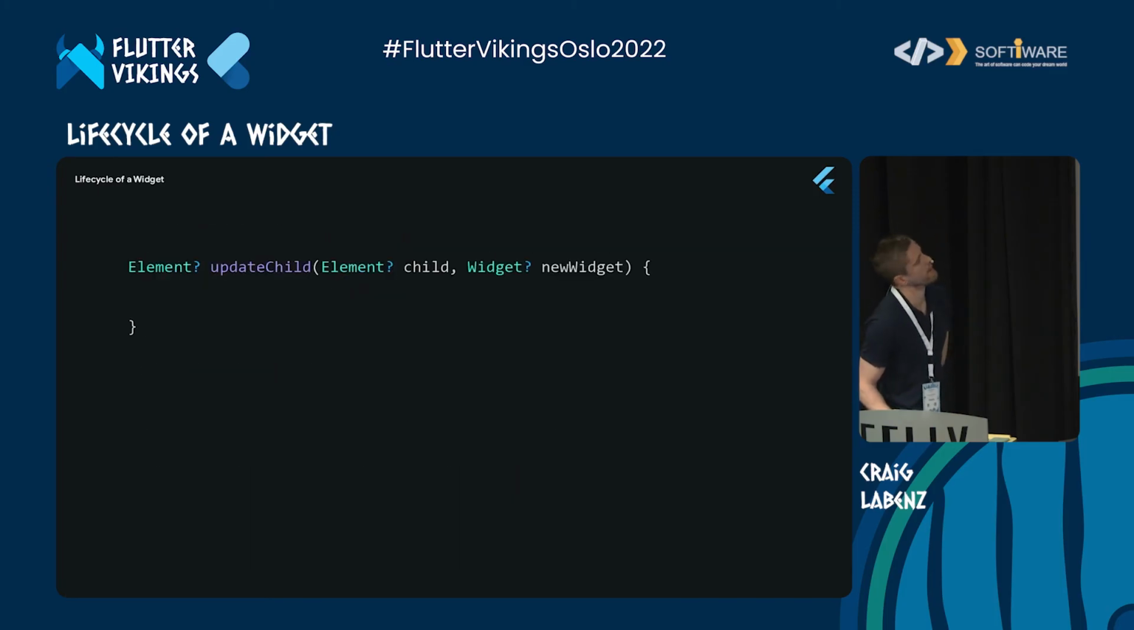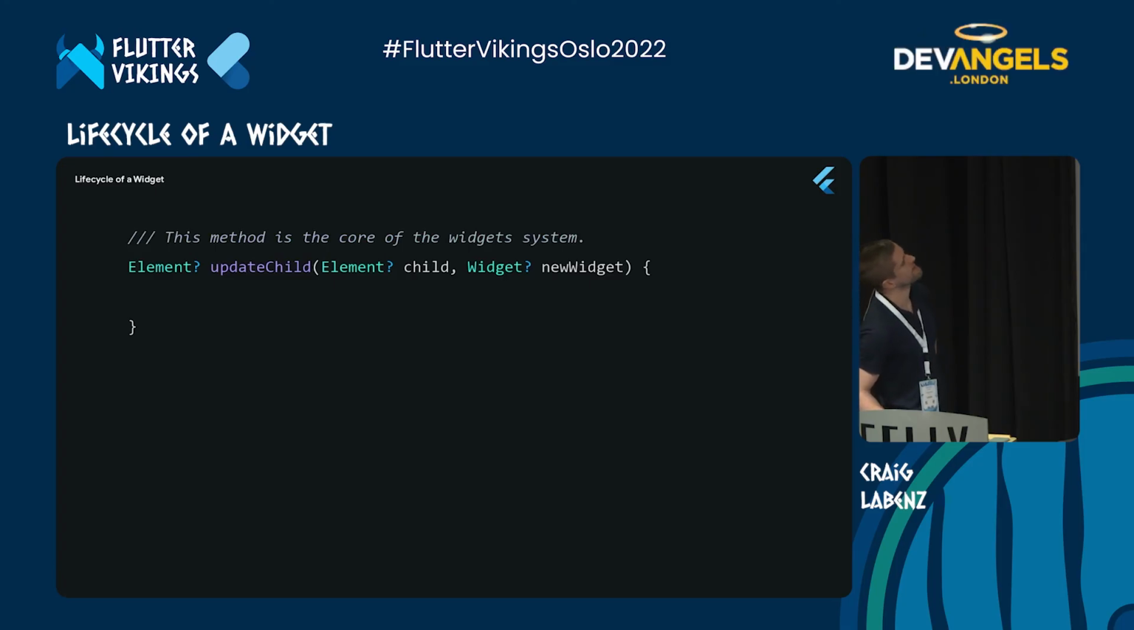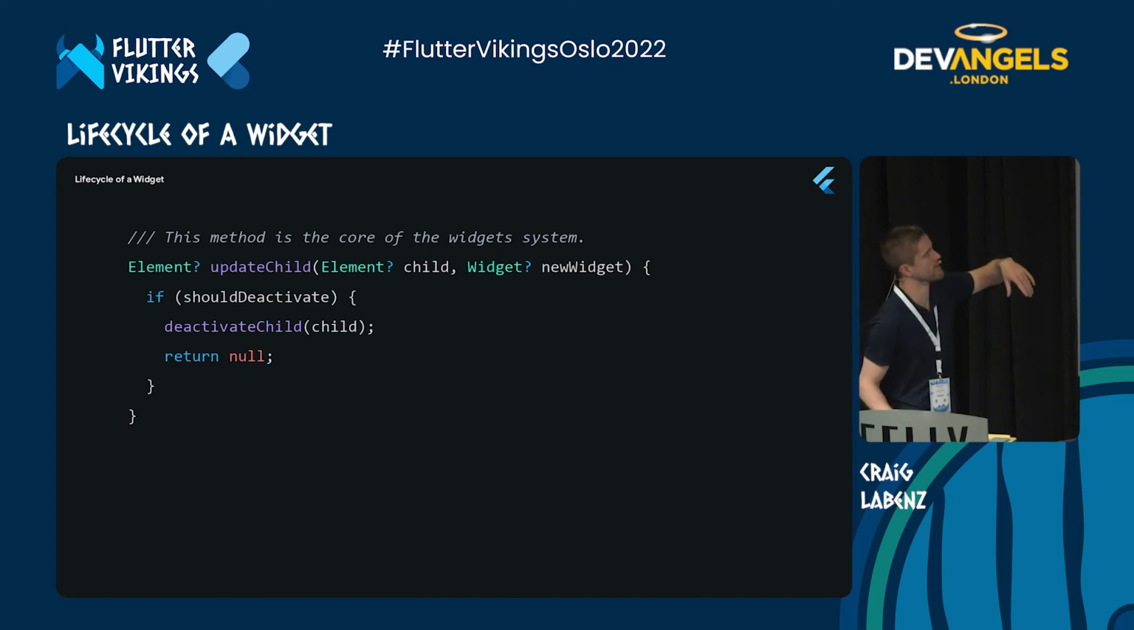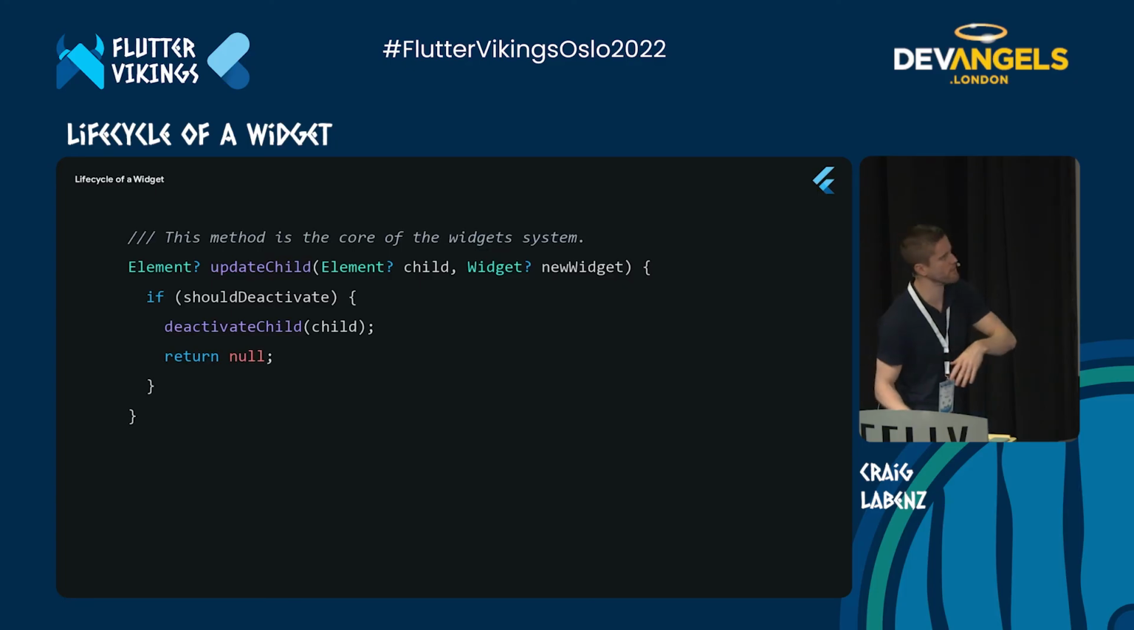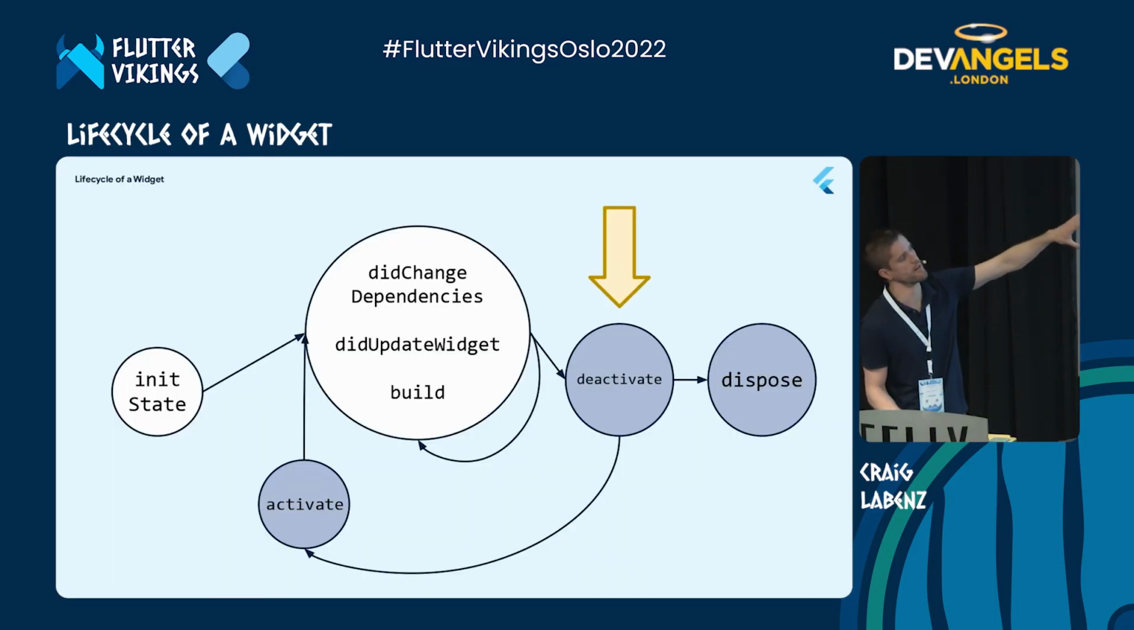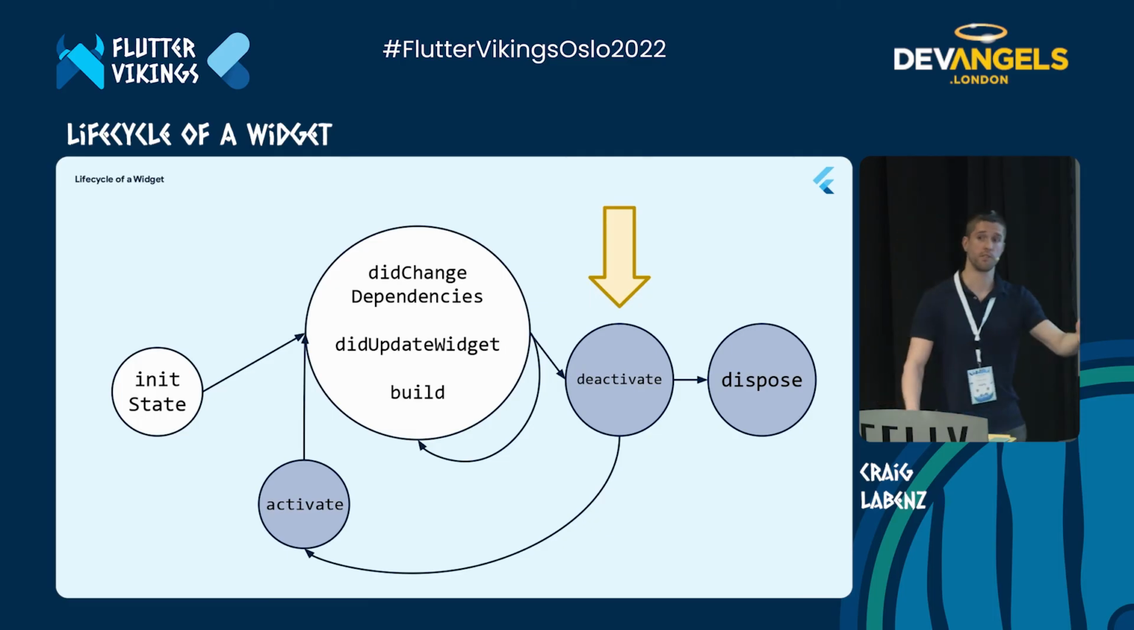So updateChild has one of my favorite doc strings in the entire Flutter framework. It boasts the following claim. This method is the core of the widget system. It's like, all right, mad respect. So the first thing that this method does is check whether or not the element in question should be deactivated. Maybe we've been scrolled past, maybe your widget got skipped in the last build method, whatever. If either of those things are happening, then the framework calls deactivate, and that puts us here in the lifecycle. And then if you finish the frame still in the inactive state, then you ultimately get disposed.